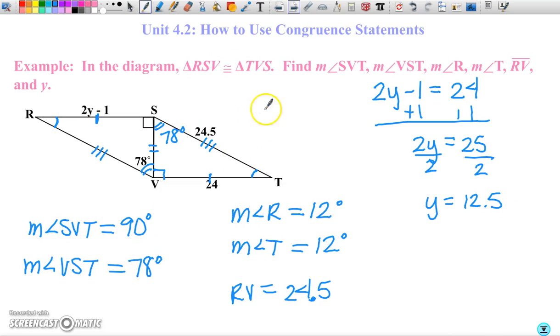So labeling is really important. Making sure you understand how to read this information is really important. And remember, it's the order of the letters that tells you what's congruent to what.